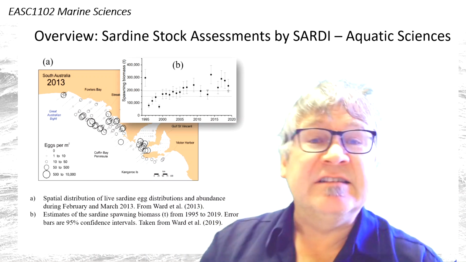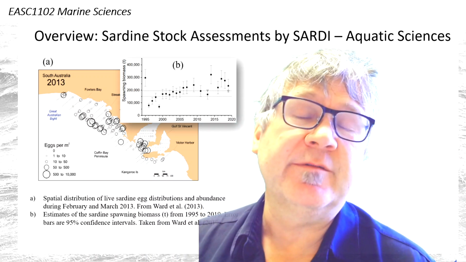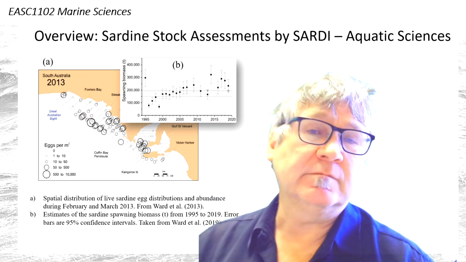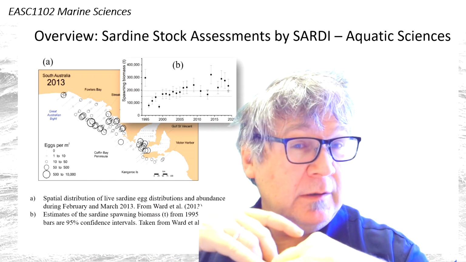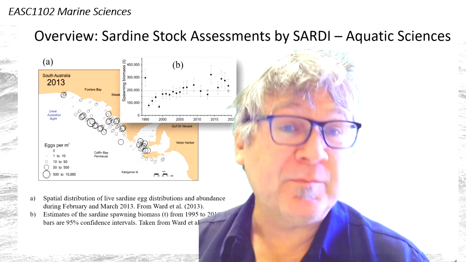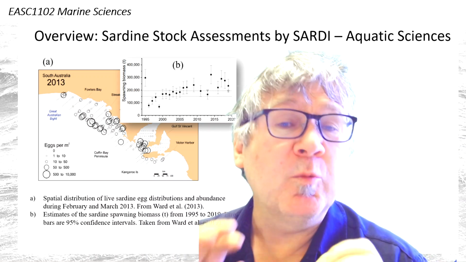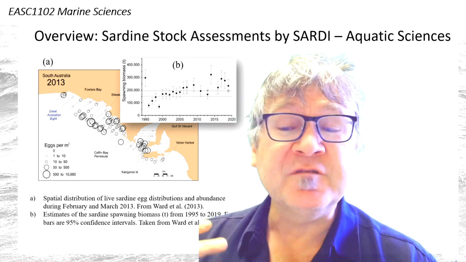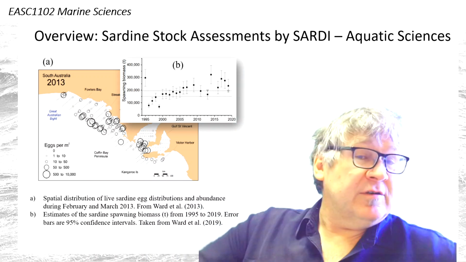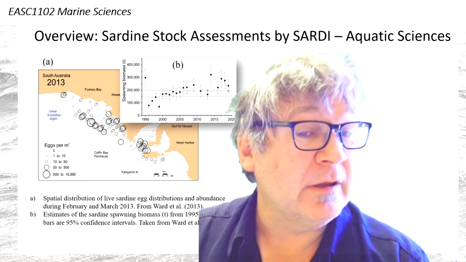So, SARDI undertakes sardine stock assessments. Every other year they go out with a vessel, and they use plankton nets, collect samples, and work out the number of sardine eggs per square meter. They do a vertical integral with their nets, and then they produce maps.